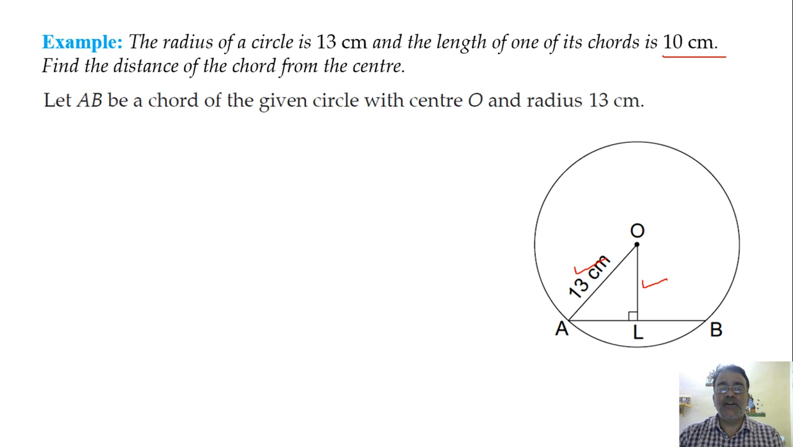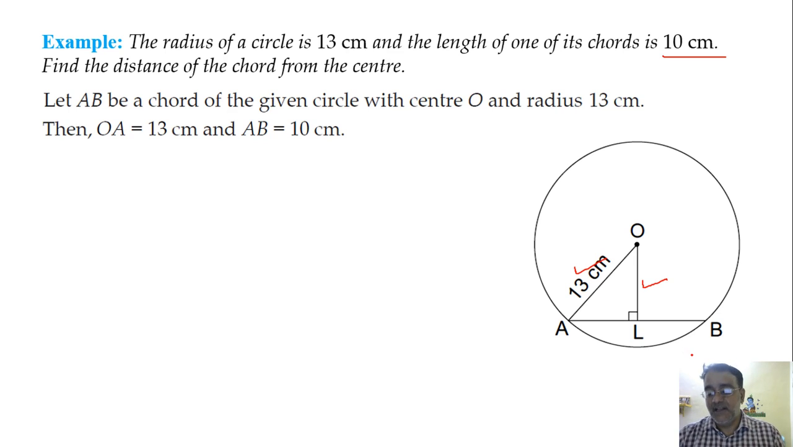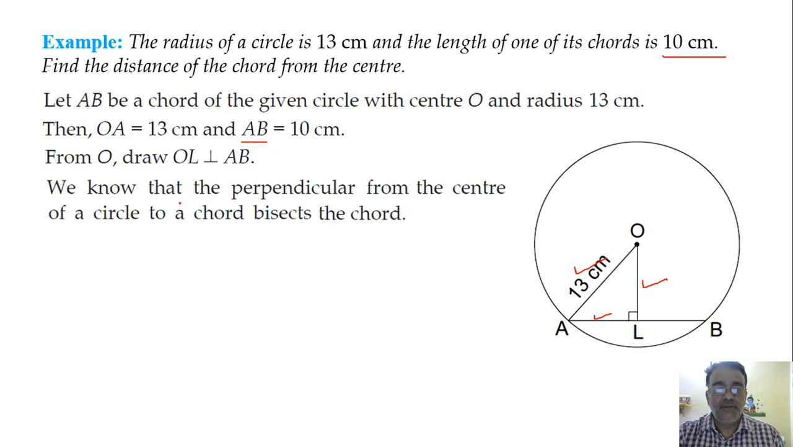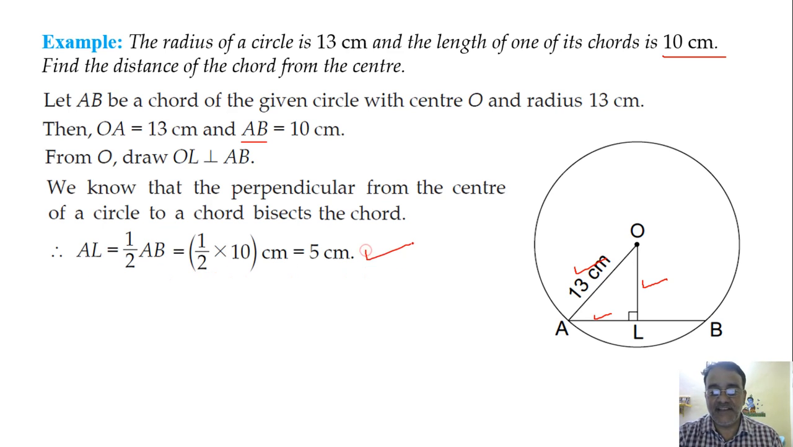Let AB be the chord of the given circle with center O and radius 13 centimeter, and OA is equal to 13 centimeter, AB is equal to 10 centimeter. Now we know that perpendicular drawn from center to chord bisects the chord. So what is the length AL? 5 centimeter, half of AB. So AL is equal to half of AB, so half of 10 will be equal to 5 centimeter.